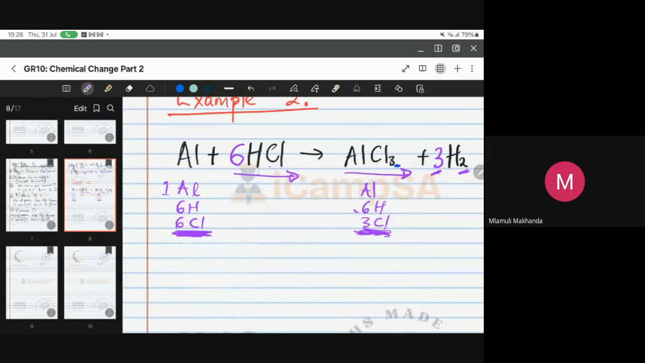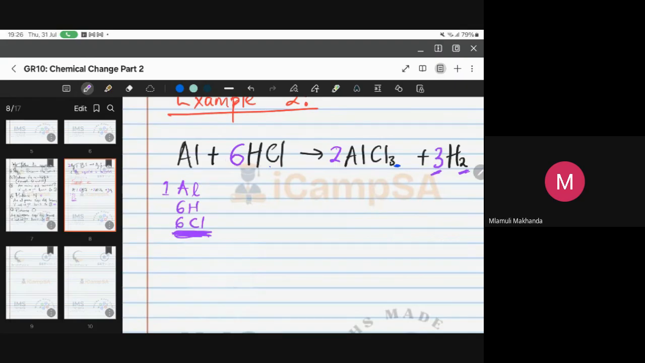We come here, we check. If I multiply the products with a 2, I'll get a 12. But then that will make my life difficult now, wouldn't it? However, if I come multiply here with that 2, I will get 6 chlorine atoms. Then my chlorine atoms will be balanced. Right.